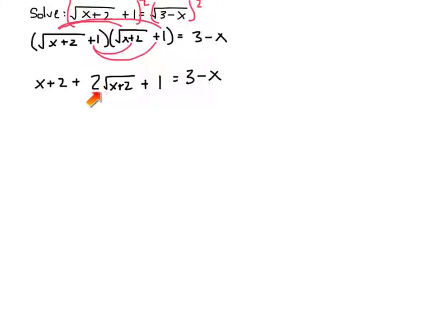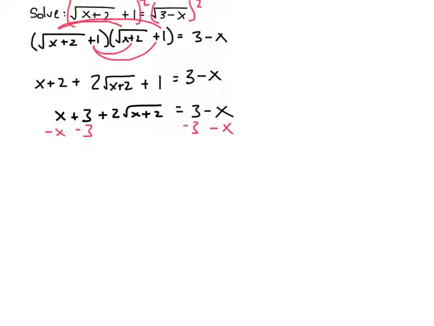Alright, so again, this 2 square roots of x plus 2 came from the square root of x plus 2 times 1 plus 1 times the square root of x plus 2. So I have 2 of them. Let's clean up this left side. x plus 3 plus 2 square roots of x plus 2 equals 3 minus x. Okay, so now I need to isolate the root. So I'm going to subtract an x from both sides. And I'm going to subtract this 3 from both sides.